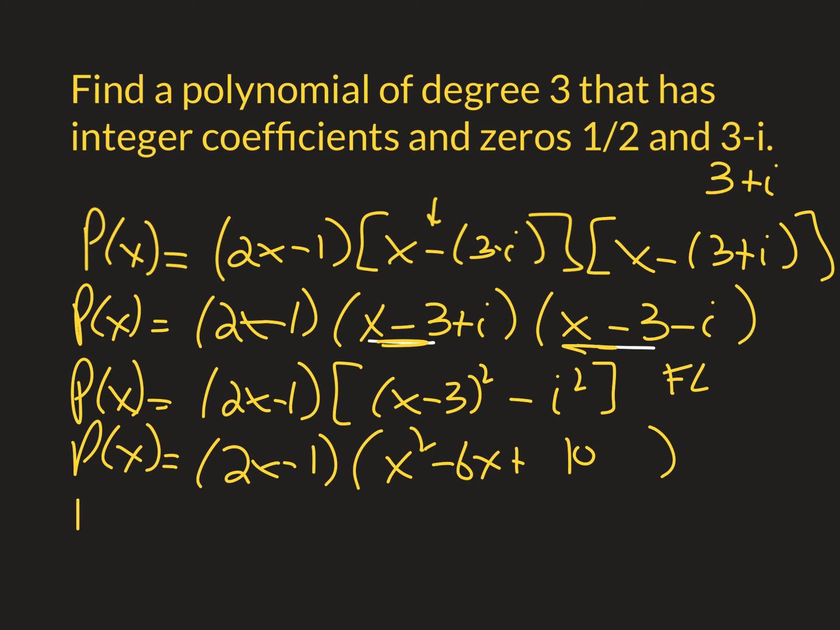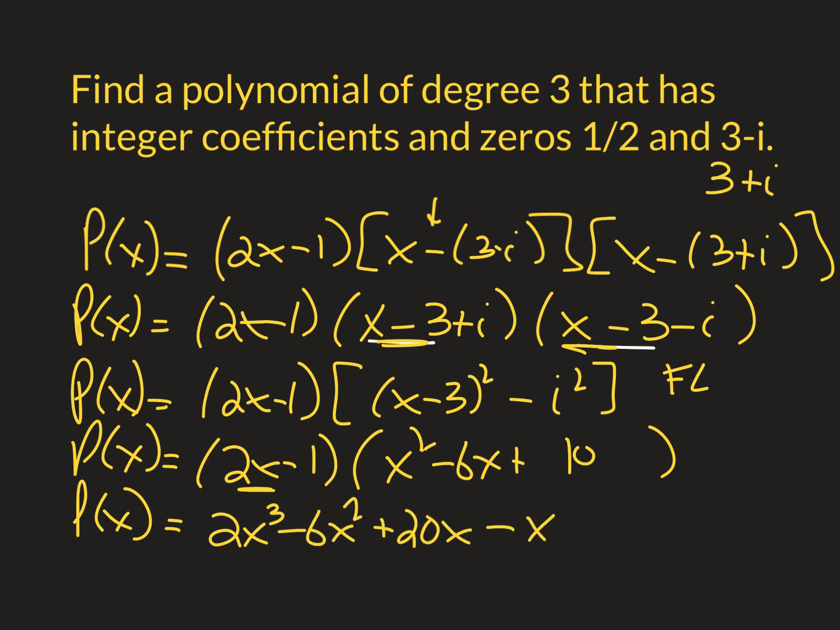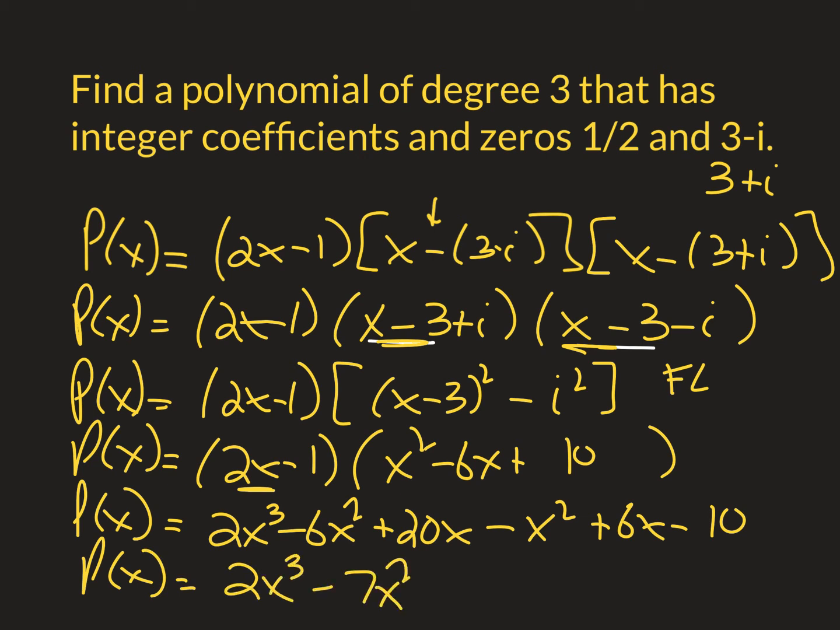Now, to finish up, I've got to multiply one more time. I'm going to take that 2x all the way through. It gives me 2x cubed minus 6x squared plus 20x. And I'm going to take the negative 1 through. Negative 1x squared plus 6x minus 10. And finally, add what I can. Nothing to combine with the cube. I have negative 6x squared, negative 1x squared is negative 7x squared. 20x and 6x is 26x, minus 10.